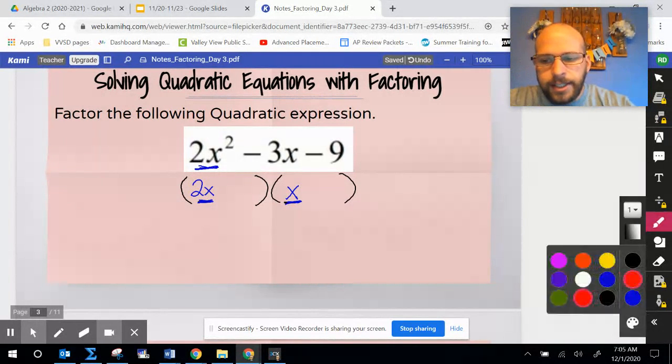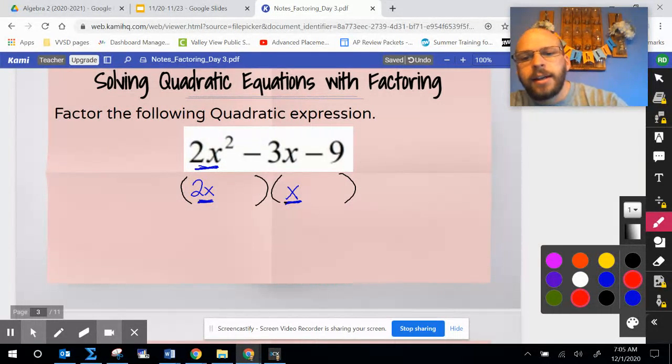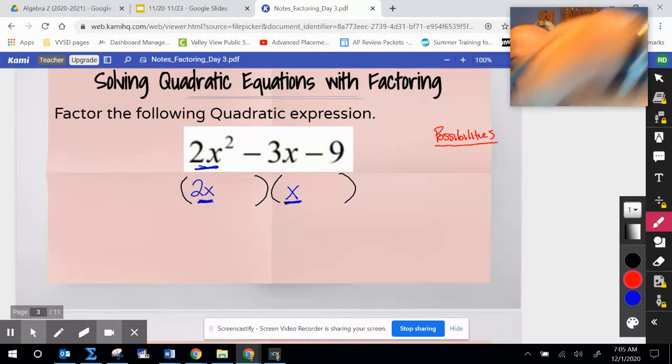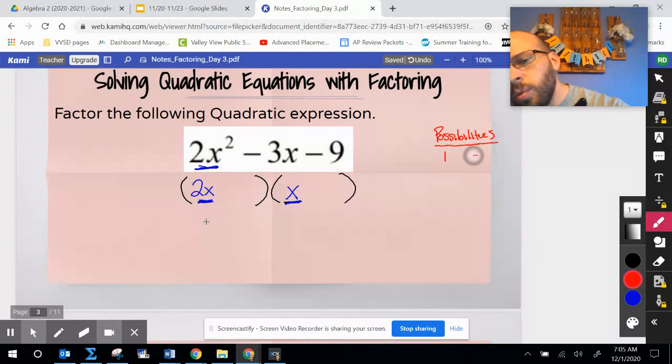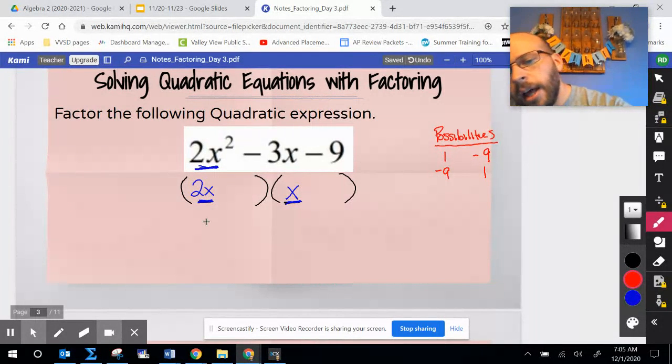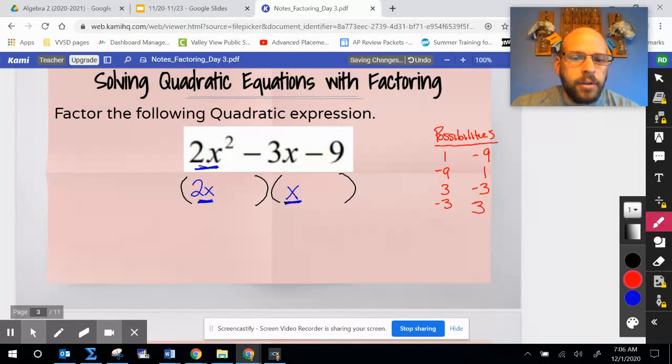So the next thing I need to do is write out all the possibilities for 9. So all the different factors. So off to the side here, I want to write out all the factor pairs for -9. So I can do 1 and -9. I can do -9 and 1. Remember, order matters. I can do 3 and -3, or I can do -3 and 3, right? You can flip the negative around.